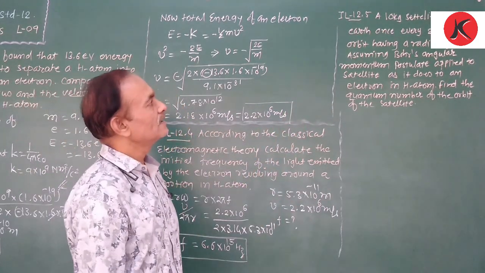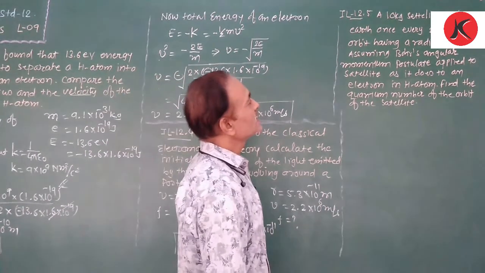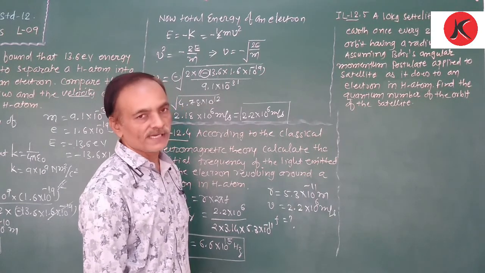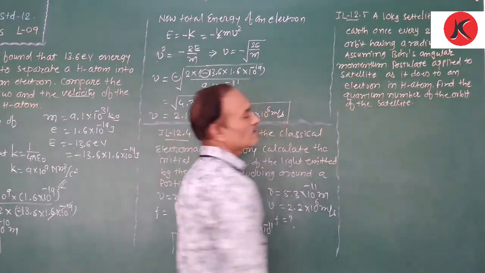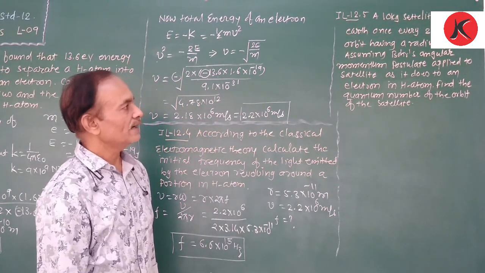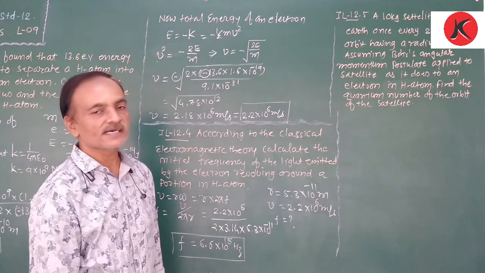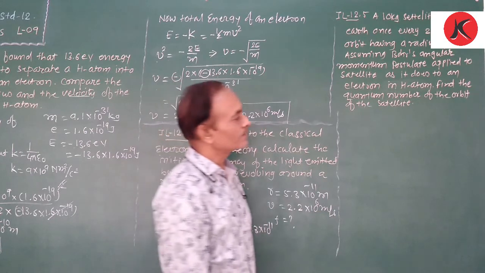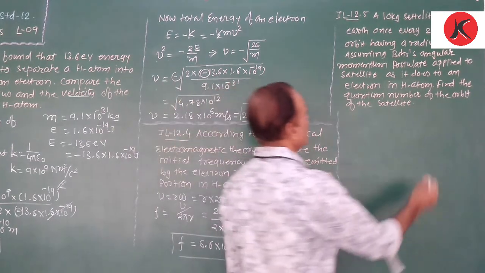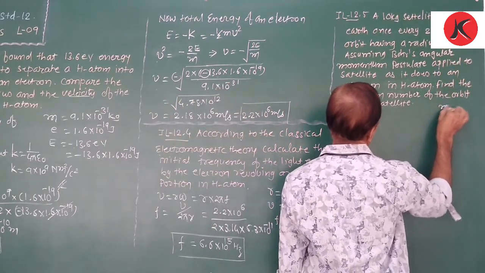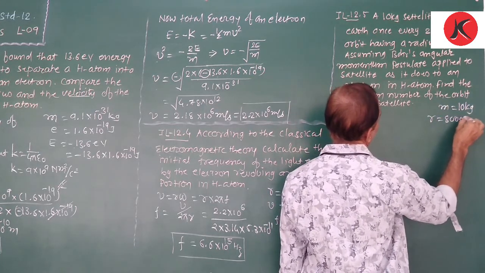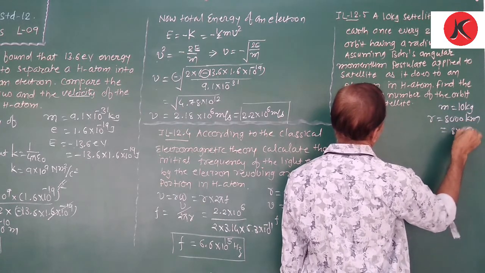Now, next illustration: a 10 kg satellite circles Earth once every 2 hours in an orbit having a radius of 8,000 km. Assuming Bohr's angular momentum postulate applies to a satellite as it does to an electron in a hydrogen atom, find the quantum number of the orbit of the satellite. Here the mass of the satellite is given, 10 kg. The radius of the orbit is given as 8,000 kilometers, that means 8 into 10 is to 6 meters.